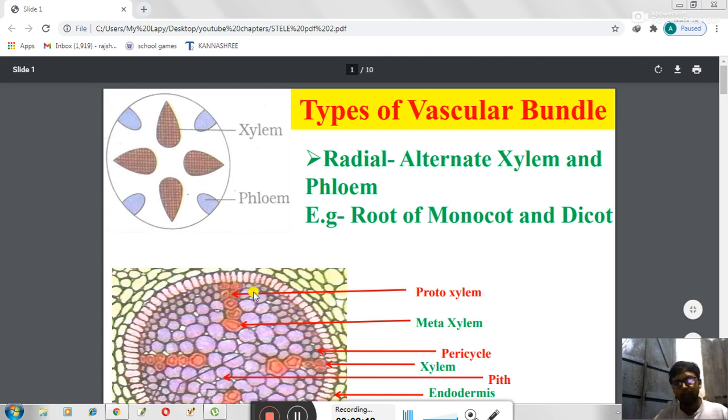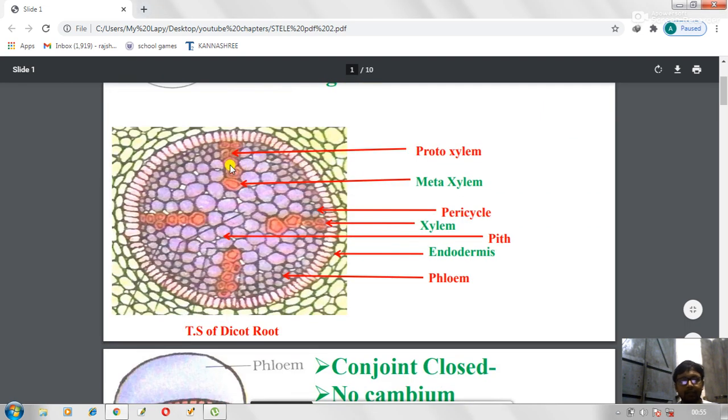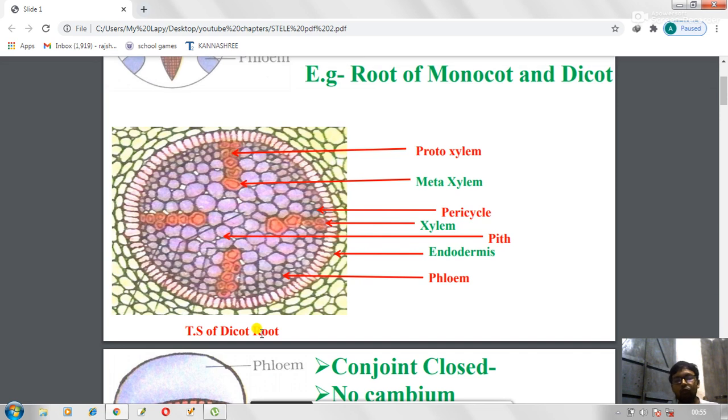If we see the roots of both dicot and monocot, in the root anatomy you will easily see that here is a xylem, here the phloem, there is a phloem, there is a xylem, phloem, and repeat. This is a typical example of a radial pattern. It is seen in the dicot root, and not only the dicot root: both dicot and monocot roots have radially arranged vascular bundles. What happens with this?